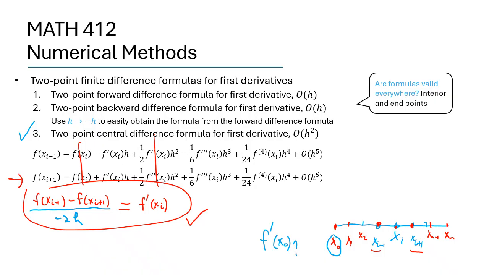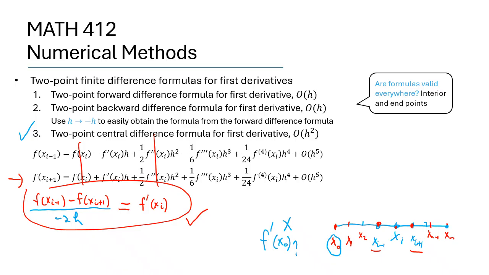No way. Because if the index is 0, i is 0, so i minus 1 is negative 1. We do not have such a point. We do have this point. So therefore, this value x sub negative 1 is undefined. We cannot refer to that value and use it for numerical calculation. So it's not valid for this.